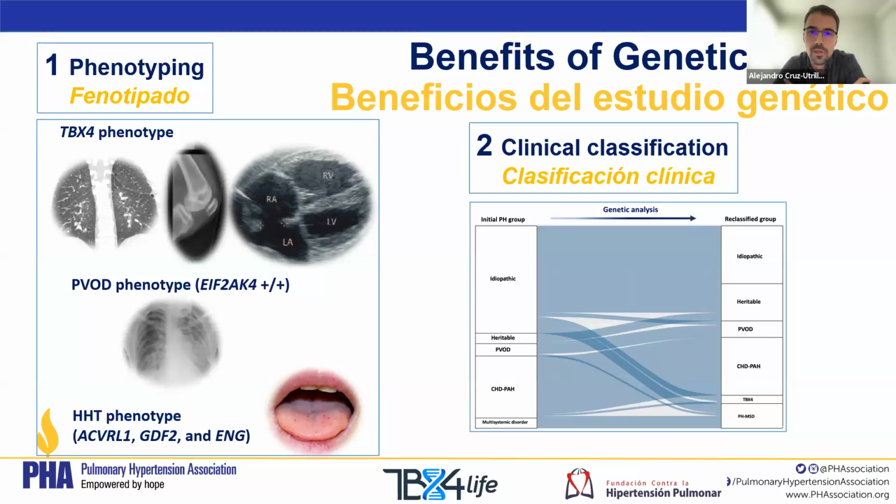Another important point is when we discover a genetic mutation, we can reclassify our patient from an initially idiopathic PAH form to a heritable form. This is important for first-degree family members, or even more importantly, if we reclassify our patient to a PVOD form. Next slide, please, Angela.